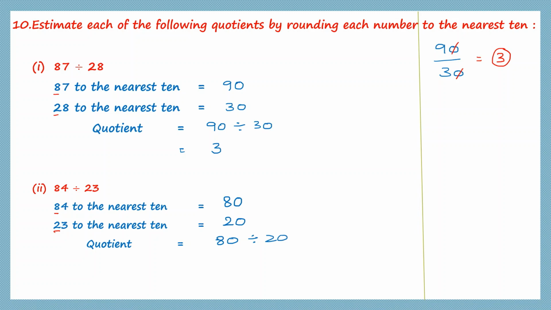So let's do that division. 80 divided by 20. You can do it in any one of the ways which is easy for you. So here I can cancel the zeros and divide 8 by 2. 2 4s are 8. So my quotient is 4. The answer here is 4.